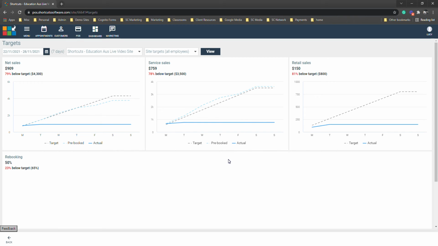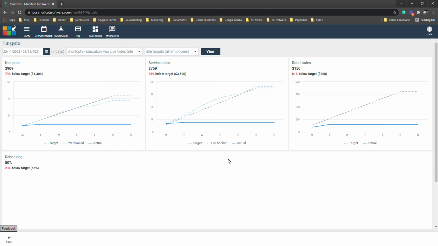So let's take a look at the center graph here at the top first, which is our service sales. So what do these 3 lines indicate here? The target is our gray line. You can see that dotted gray line moves all the way up there, somewhere between 3 and 4,000 by the time it gets to Saturday. Now we have pre-booked. That represents what amount we have booked in the appointment book.